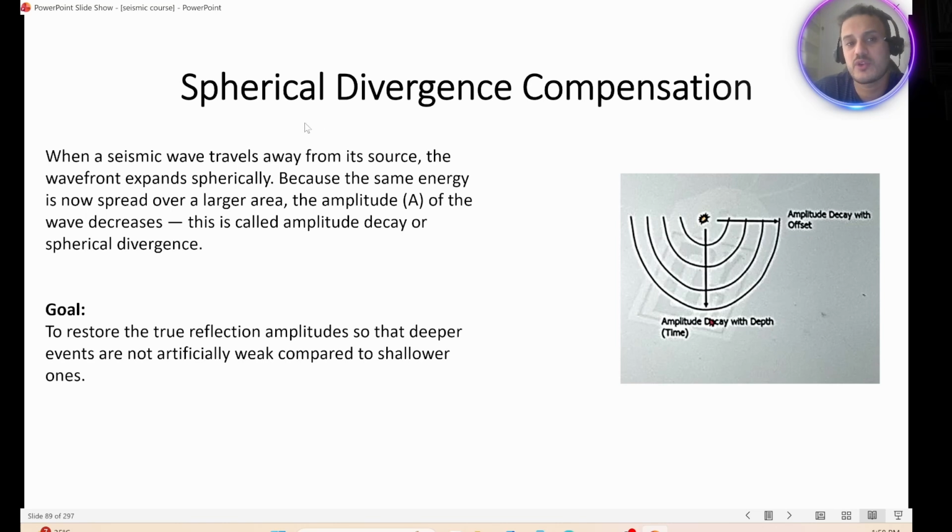So we use something called spherical divergence compensation, this type of gain correction, to restore the lost amplitude. The goal is to restore the true reflection amplitude so the deeper events are not artificially weak compared to the shallower ones.